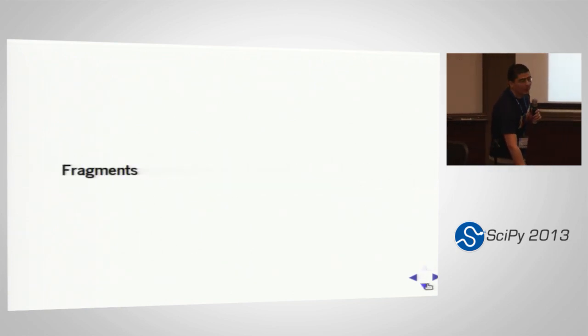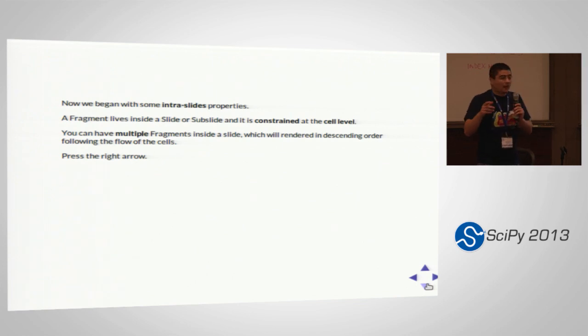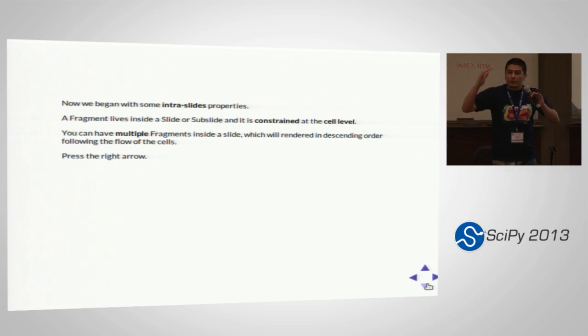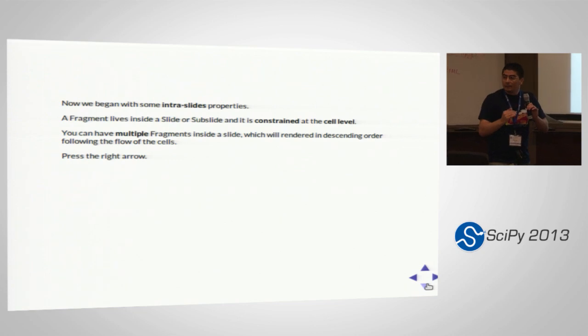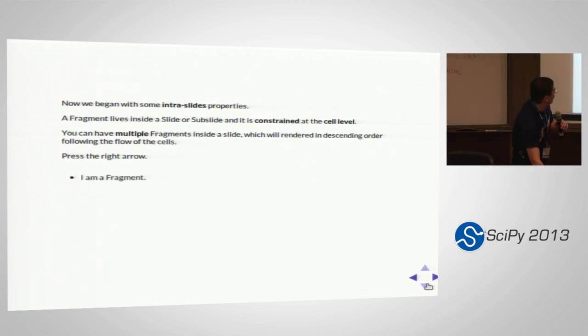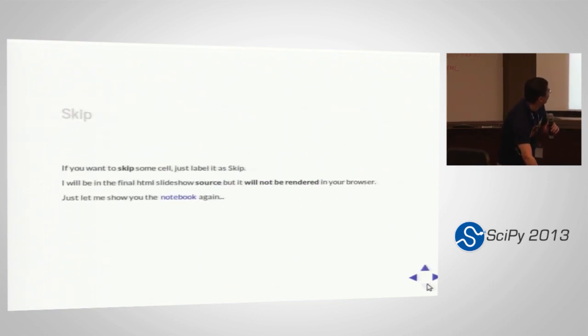Great, then we have fragments. This is the first intra-slide property I will show you. A fragment lives inside a slide or a sub-slide, and is constrained to the cell level. Okay, you can have multiple fragments inside a slide. For example, this is one, and this is another, and this is another. Okay, then you can skip content.